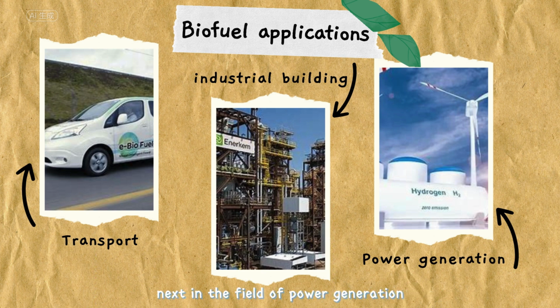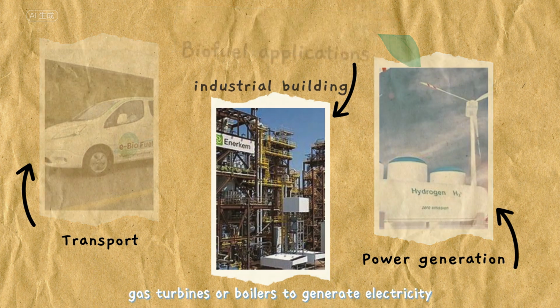Next, in the field of power generation, biomass such as wood chips, crop residues, etc. can be used in biomass power plants to generate electricity. Biodiesel, bioethanol, etc. can be used in gas turbines or boilers to generate electricity.